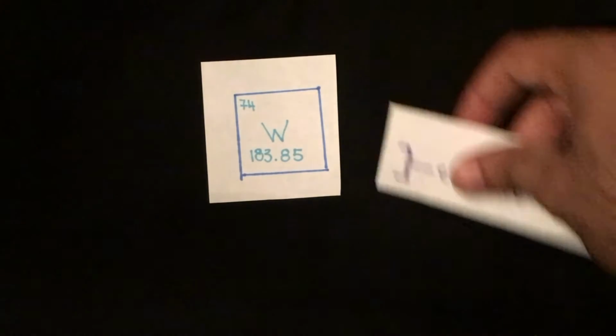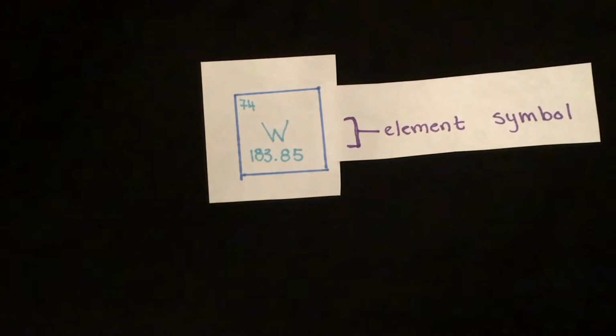So today we're going to talk about what information we can find off of the periodic table about our atoms and their subatomic particles. If we were given a particular element on the periodic table like this one here, we can find some information right away. The first thing we can know is that this right here would be the element symbol, the W. That stands for tungsten.